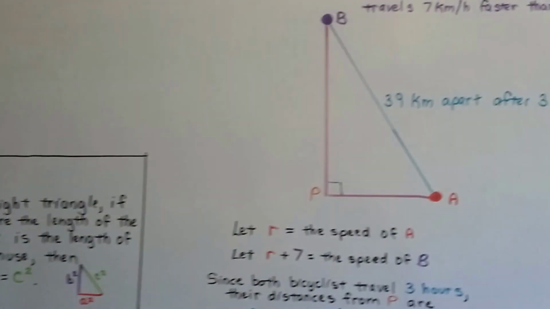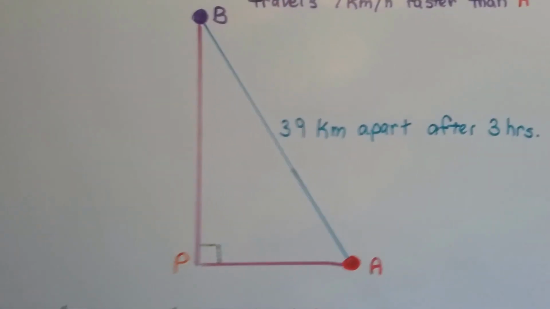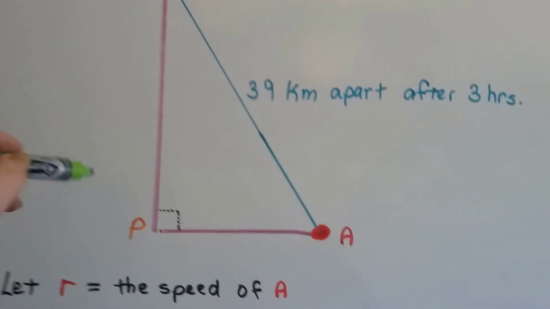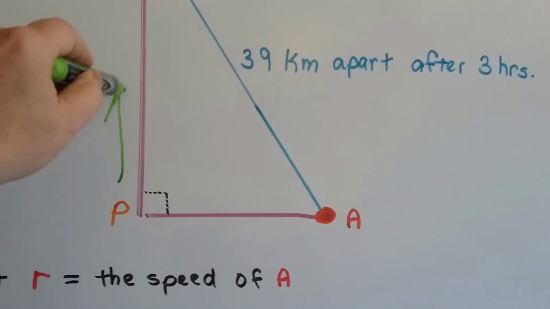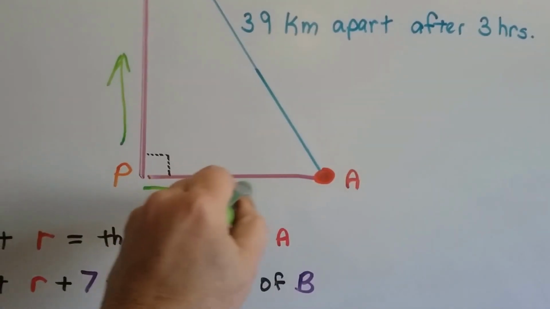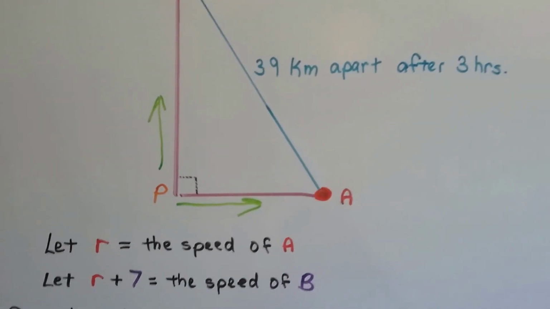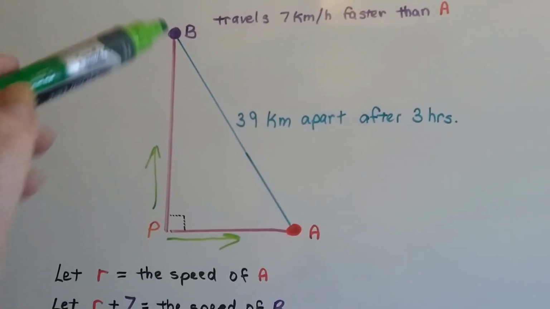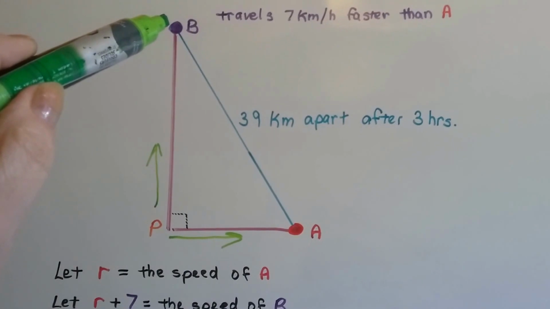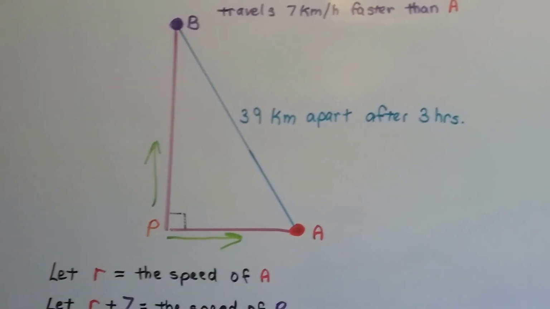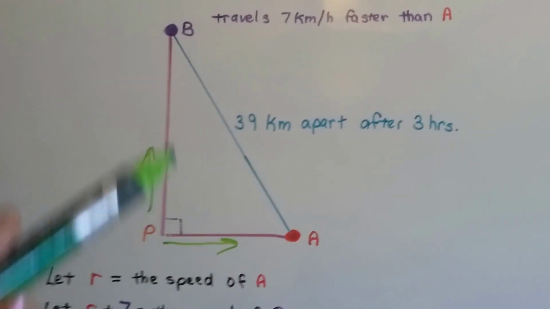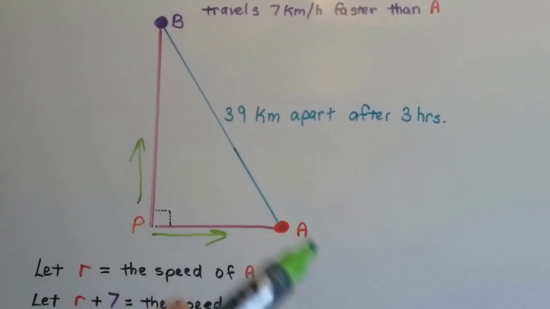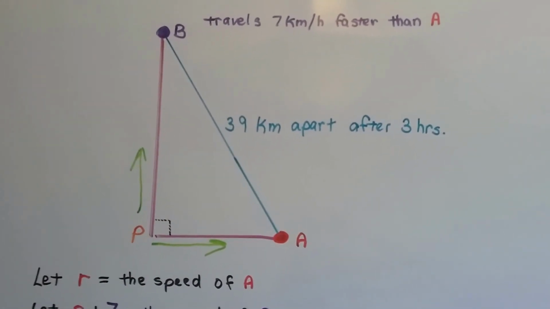So they both leave P at the same time. So B headed up this way, and A headed this way. And after 3 hours, A was here and B was there. B traveled 7 kilometers an hour faster than A, so he went farther, didn't he? And after the 3 hours, they were 39 kilometers apart. Now, does that make sense?